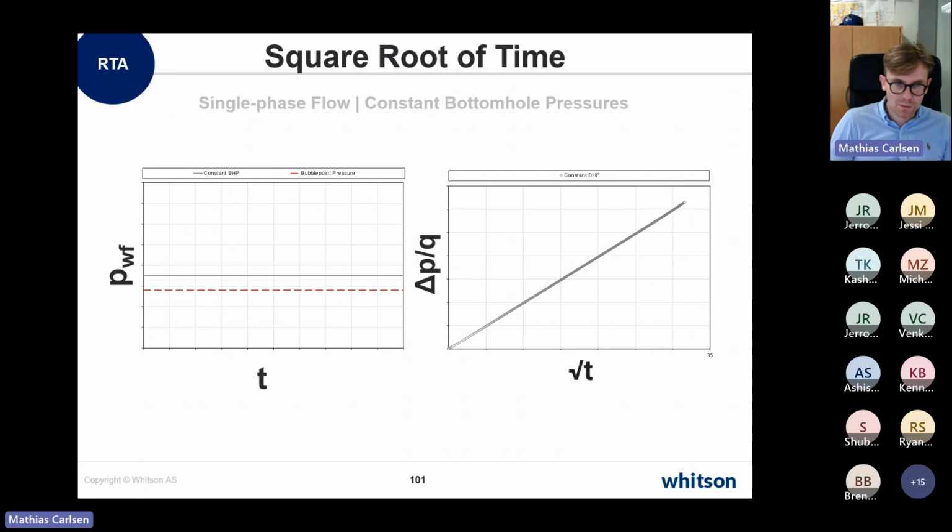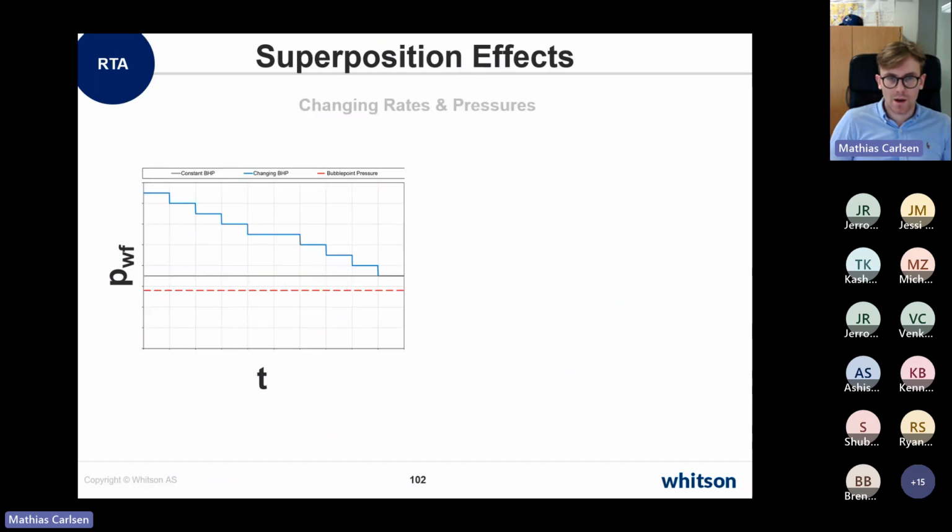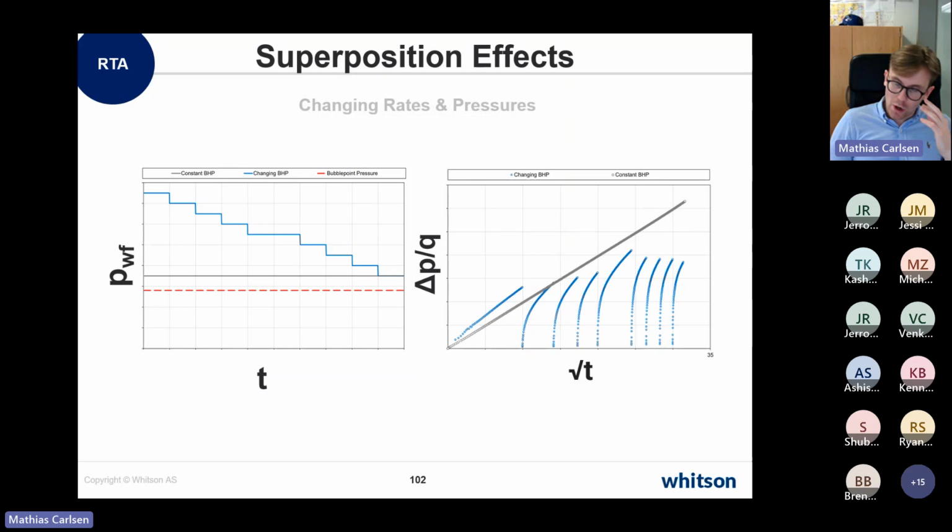The problem is if you start to introduce even just superposition effects, like sudden changes in BHP, for instance, as we are doing here to the left, and we overlay that on the same plot. Remember, this is an infinite acting model. It should only have one straight line over time. The problem then is that we start to get a bunch of different slopes. The real slope should be the one in gray, and we're now getting a ton of these blue slopes.